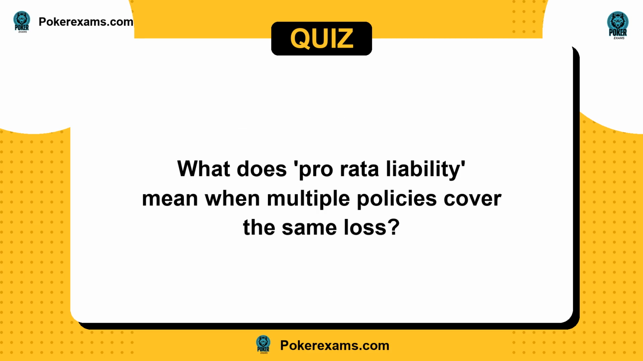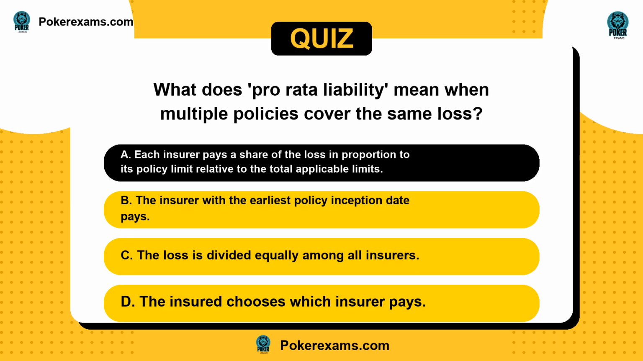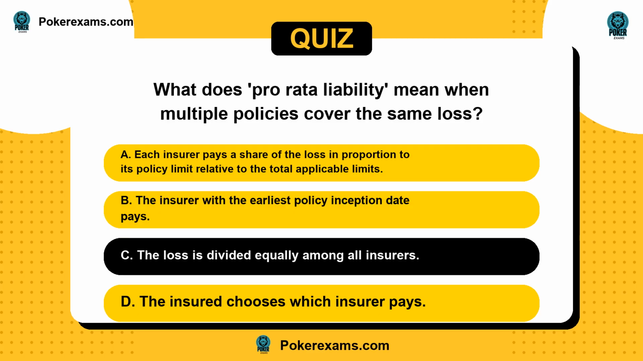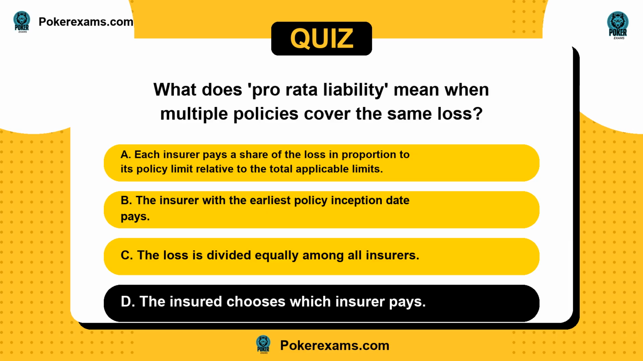Next question. What does pro rata liability mean when multiple policies cover the same loss? Is it A, each insurer pays a share of the loss in proportion to its policy limit relative to the total applicable limits? Or B, the insurer with the earliest policy inception date pays? C, the loss is divided equally among all insurers? Or D, the insured chooses which insurer pays?